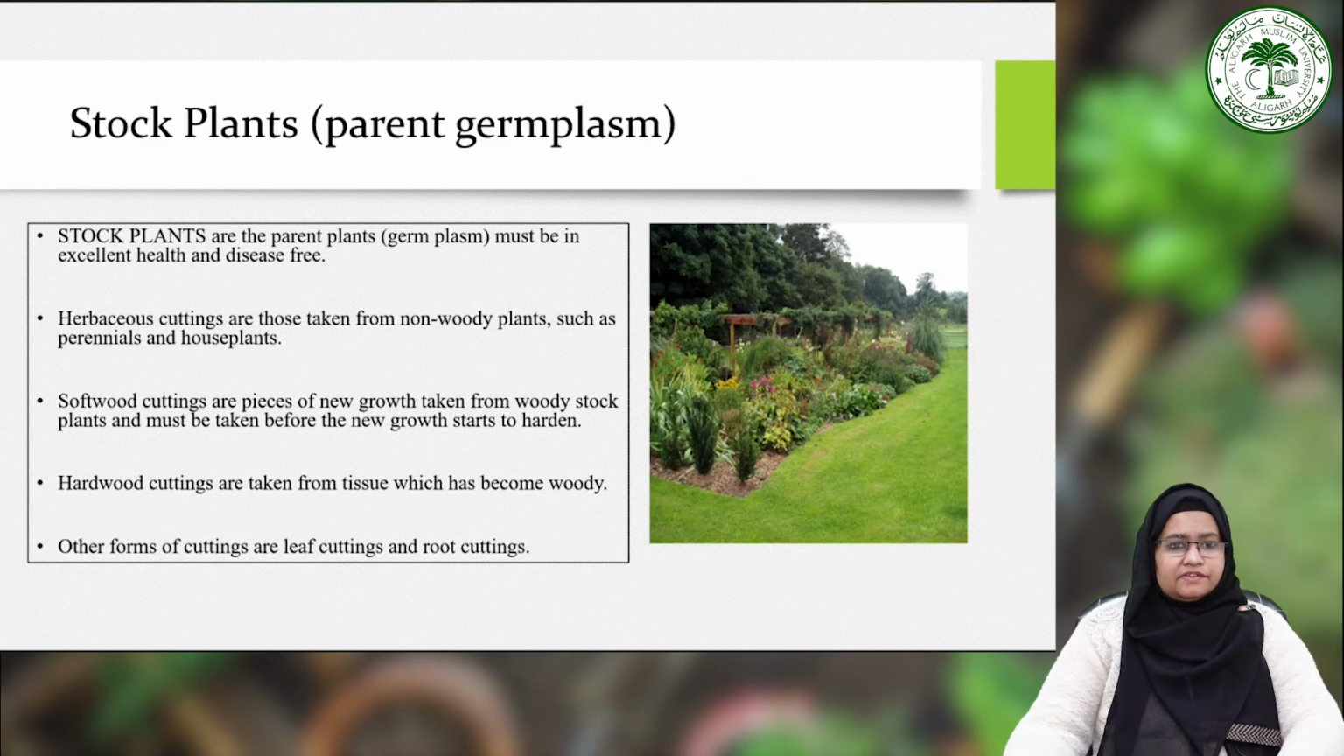For cutting, we have to select the stock plants. Stock plants are the parent plants and must be in excellent health and disease free. Herbaceous cuttings are those taken from non-woody plants such as perennials and house plants. Softwood cuttings are pieces of new growth taken from woody stock plants and must be taken before the new growth starts to harden. Hardwood cuttings are taken from tissue which has become woody. Other forms of cuttings are leaf cuttings and root cuttings.